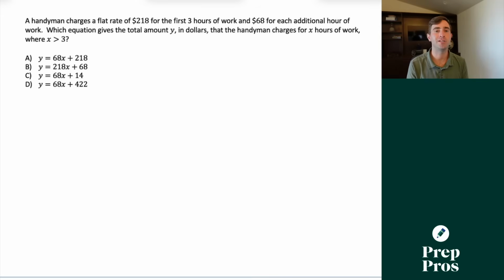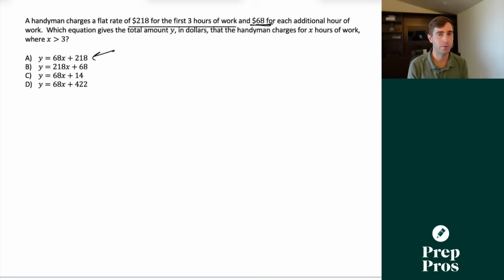Now, I like to call these fake y-intercept questions because they give you a statement that feels like a starting value. They charge a flat rate of $218 for the first 3 hours of work and $68 for each additional hour of work. So students are like, oh, I'm starting at $218, and every additional hour, I'm going to charge $68. So like, oh, A has to be correct, and they end up missing this question and missing it confidently.